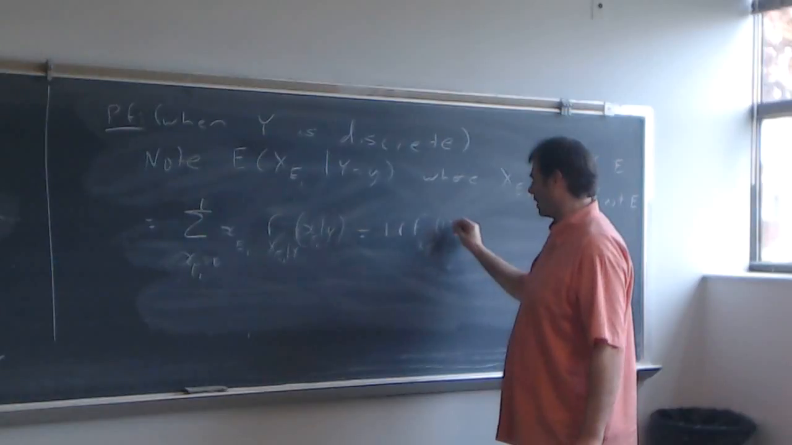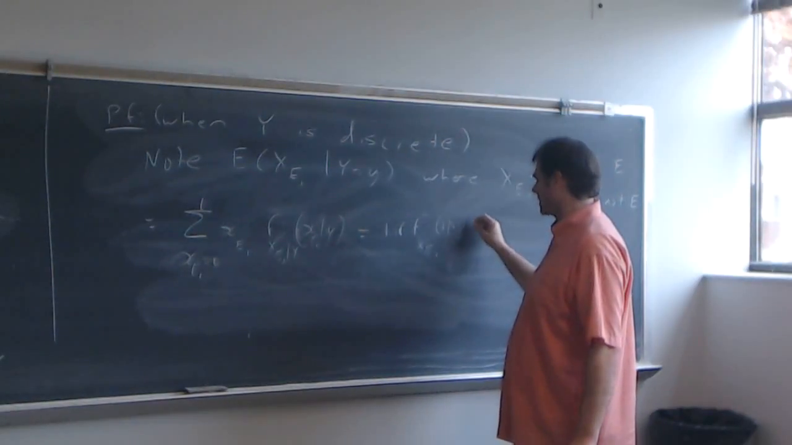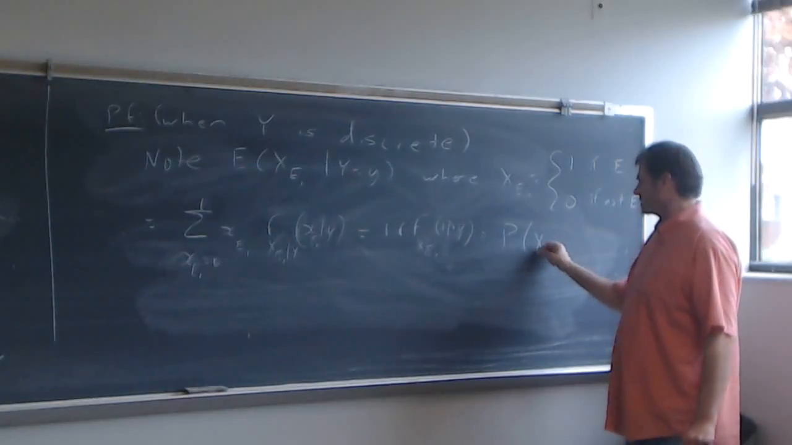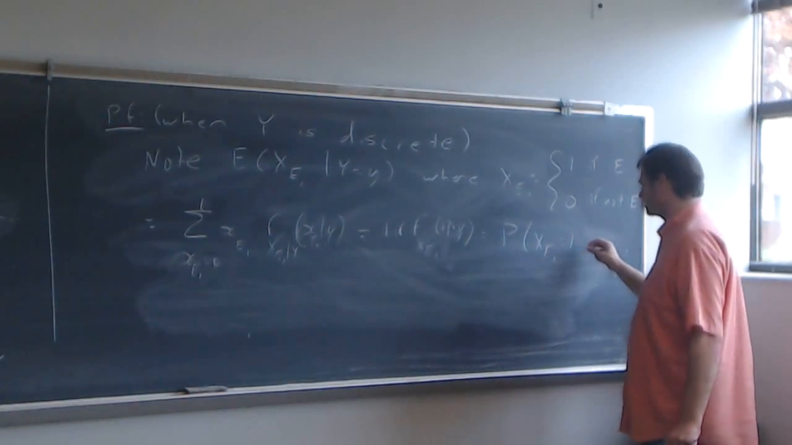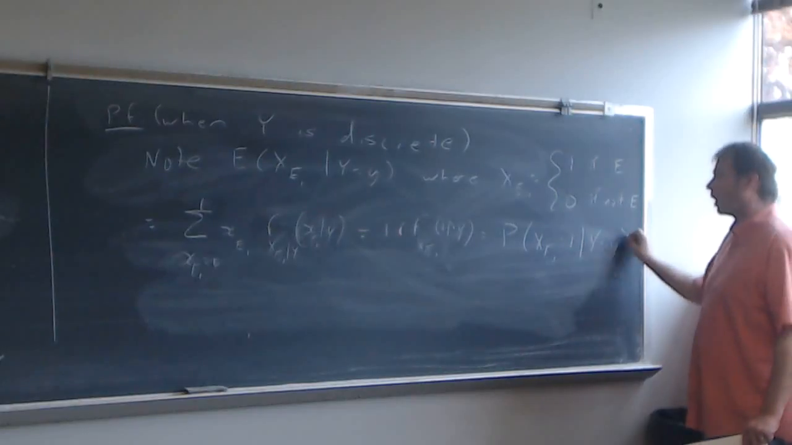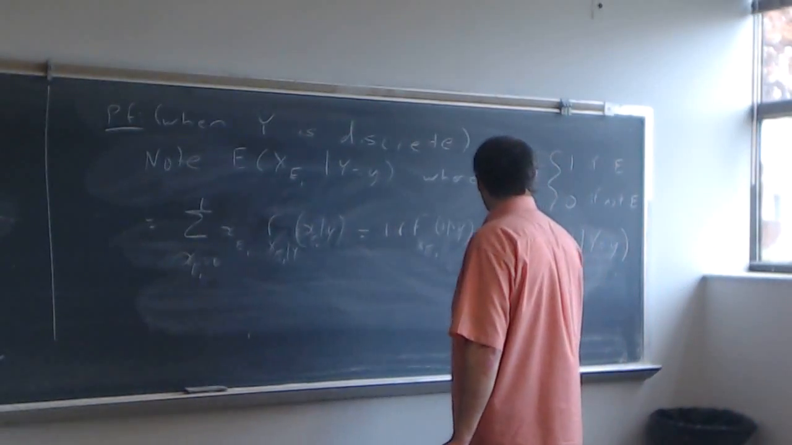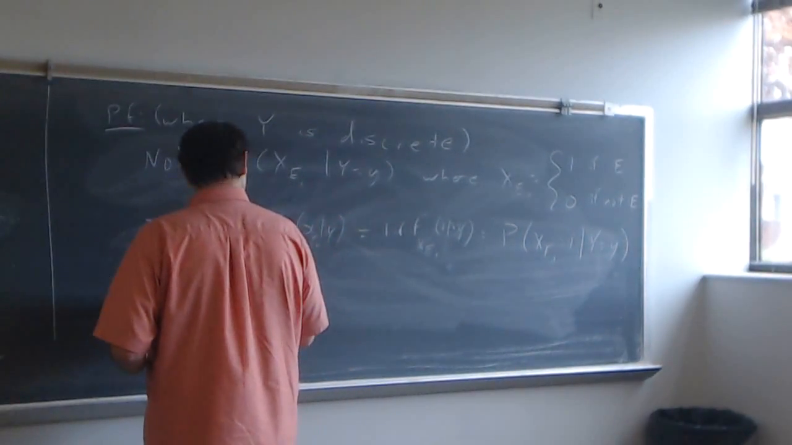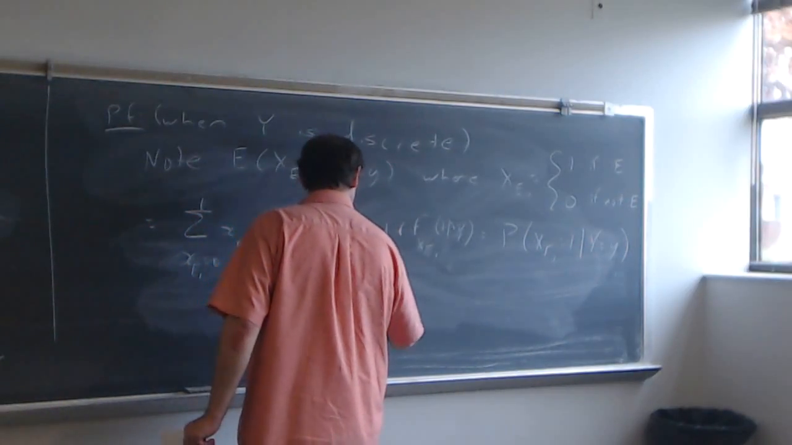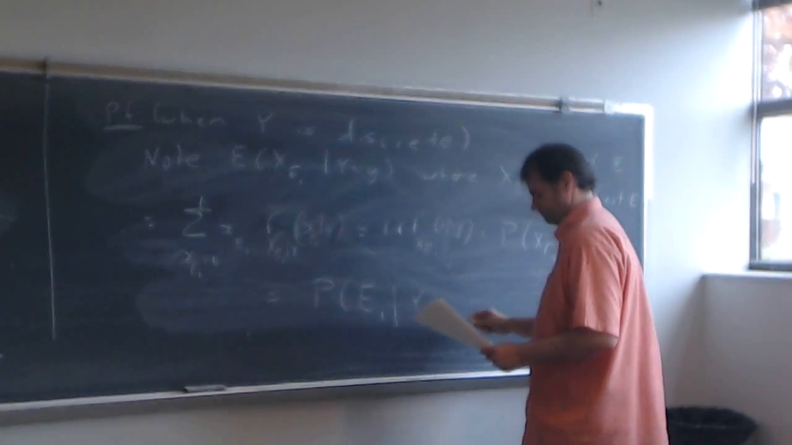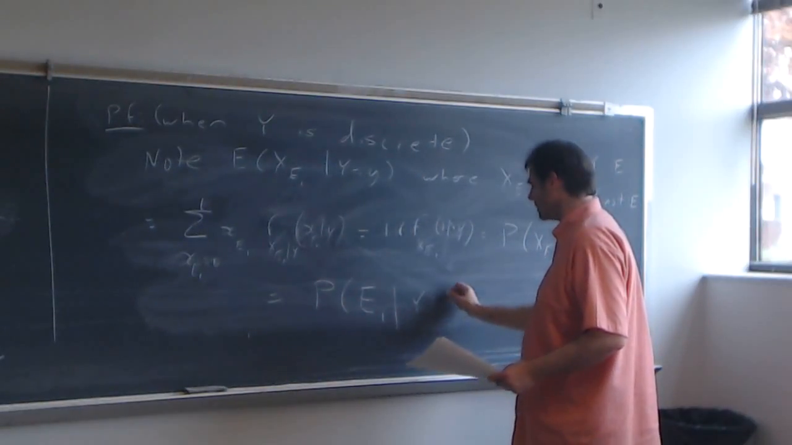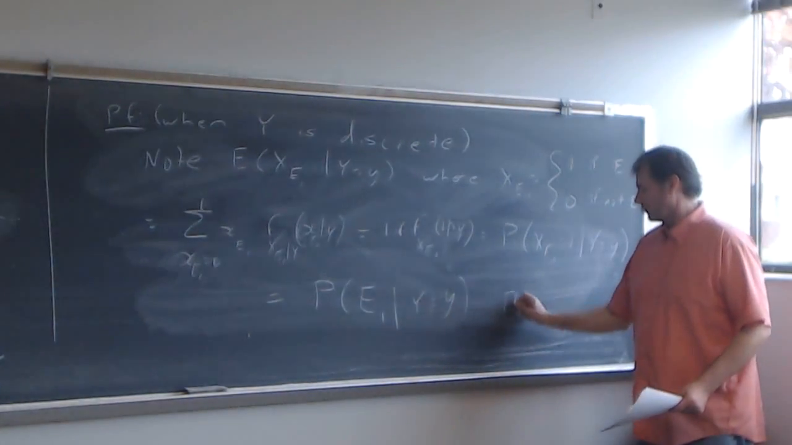And so here, this is f of X of E sub 1. We know this is 1 given Y. This is the probability of X of E sub 1 equaling 1 given Y equal to y, and of course, X of E sub 1 equaling 1 is nothing more than E sub 1 occurring. So that's what we were trying to prove. That proves it.